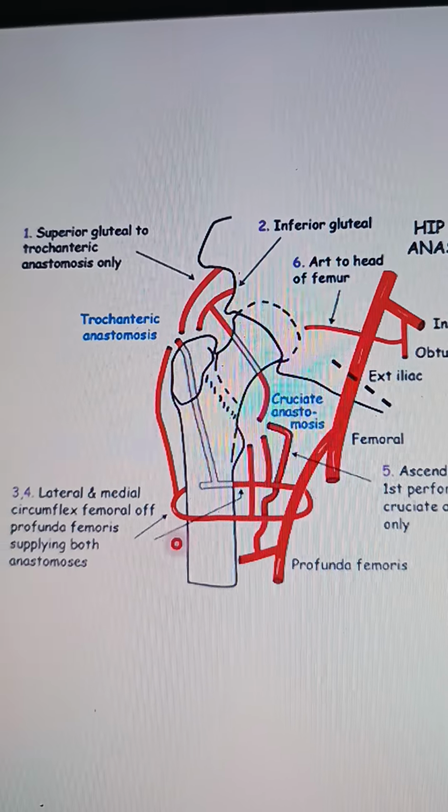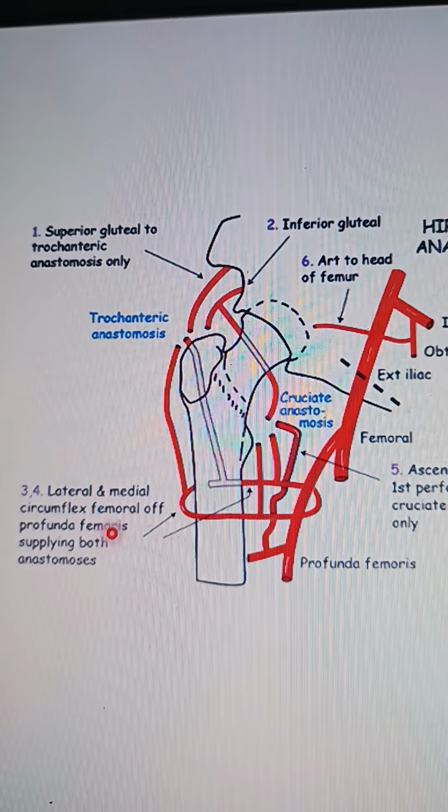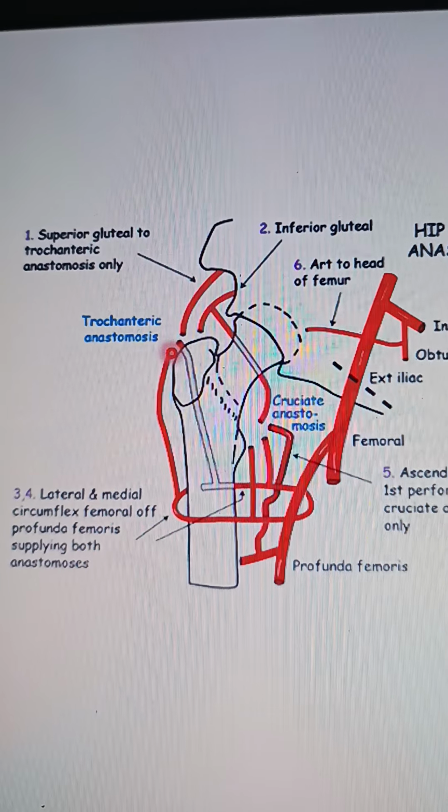Now one more anastomosis, trochanteric anastomosis, which also happens from the ascending branch from lateral and medial circumflex and descending branch from superior gluteal. Thank you.